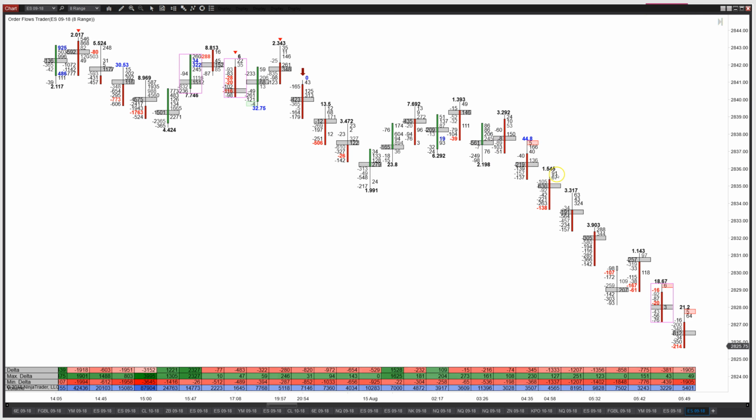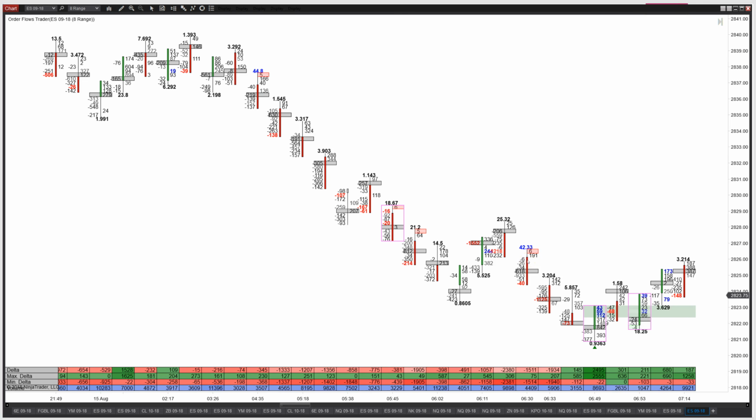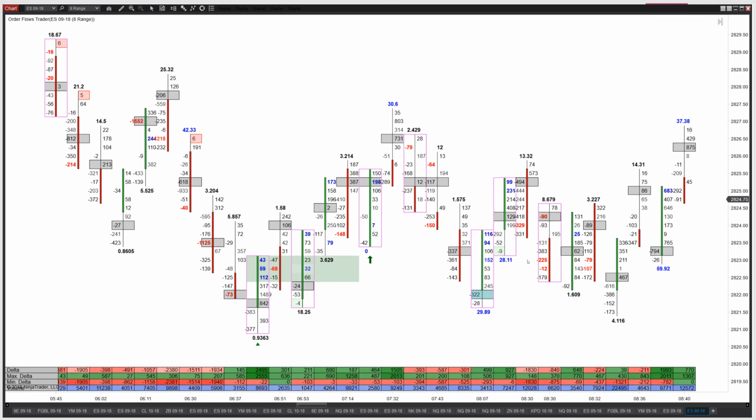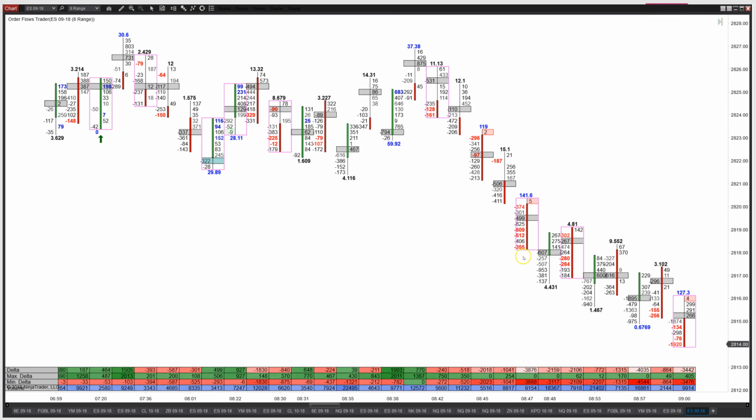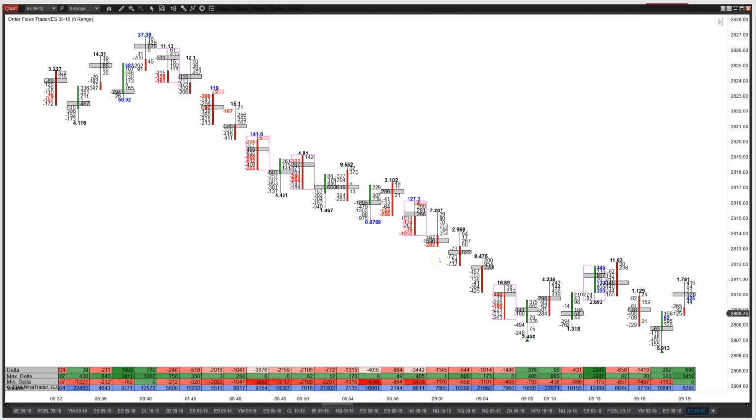You got a couple of 1, 2 here, 1, 2 there, but again, I'm just trying to show it to you with one. You got a 6 here, you got a 3 here. Does that qualify? I'm trying to be strict here and say no. Here's one. You got the 5 lots here, and then it's all negative delta.